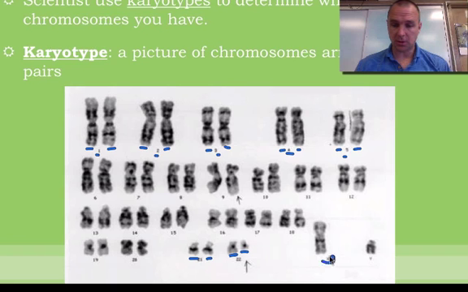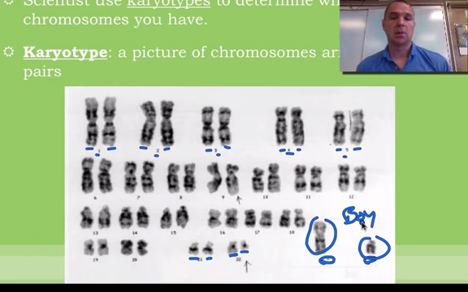Now if you'll notice here, here's an X and here's a Y. This is actually a boy. But if you counted up all these chromosomes, there's 46 is what we would expect, and there's 23 pairs. 23 times 2 makes 46.